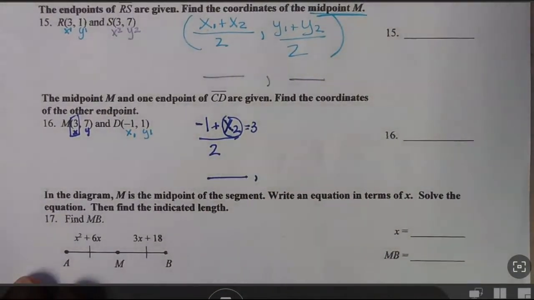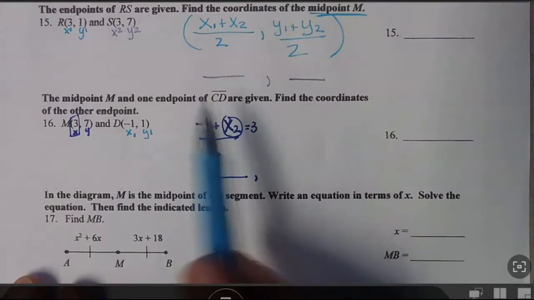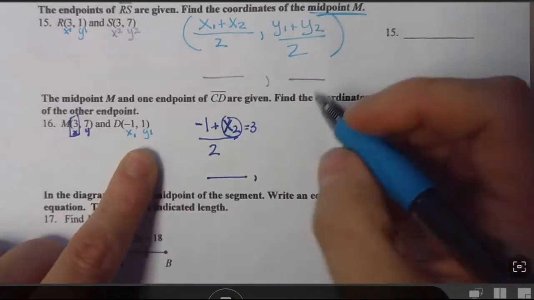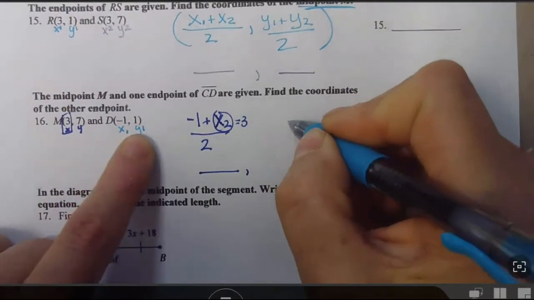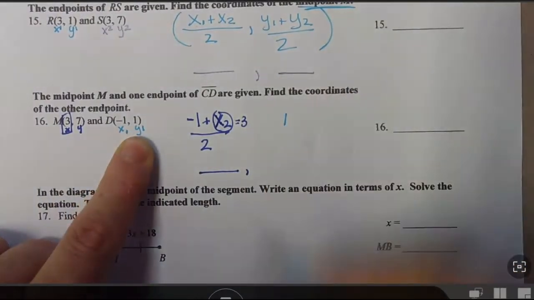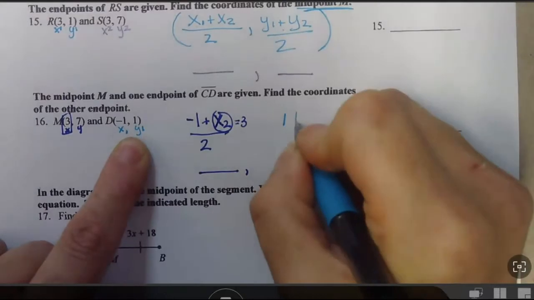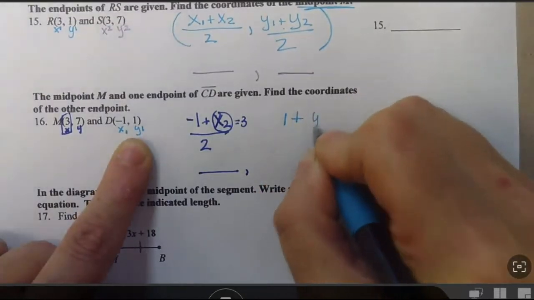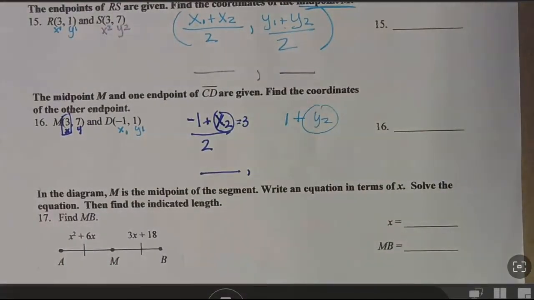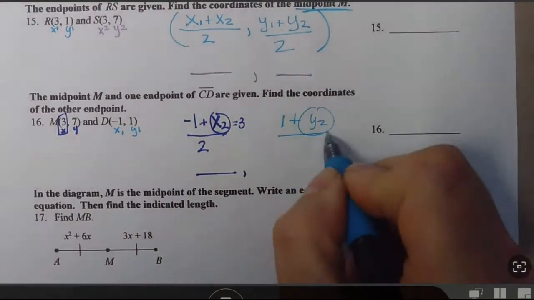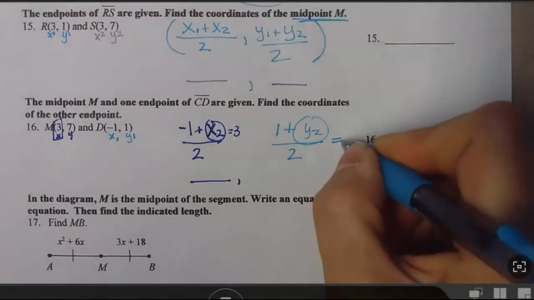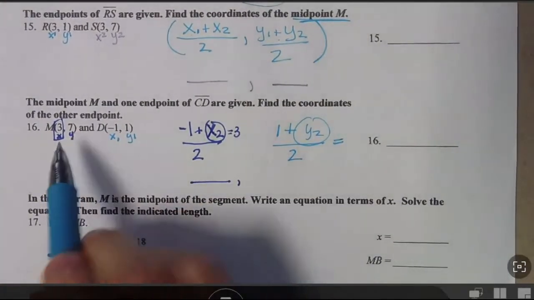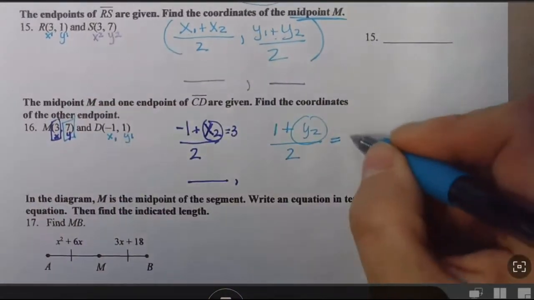And then remember, you're going to do the same thing for the y coordinate, except we're going to say it's our y1 plus our unknown, which we'll just call y2. It doesn't matter what you call it. You can just call it y. You can leave a question mark, but again, it's divided by 2, and then we set it equal to our midpoint y. So that's this one. We set it equal to 7.